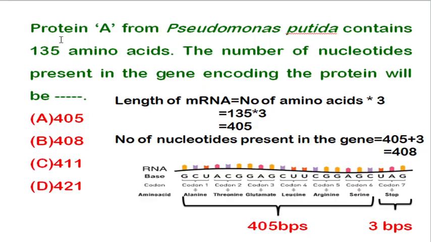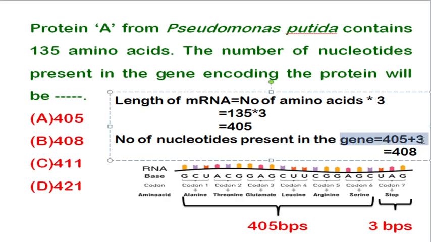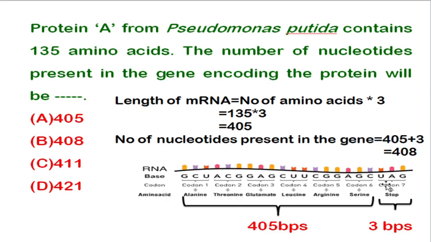The next different question: a protein from Pseudomonas putida contains 135 amino acids. Here they are asking us to find the number of nucleotides present in the gene encoding the protein. The formula to find the length of mRNA is the number of amino acids times 3. So 135 multiplied by 3 gives 405. But this 405 is not the final answer, because they are asking for the number of nucleotides in the gene. So the number of nucleotides present in the gene is 405 plus 3. What does this 3 mean? This 3 is the stop codon. The stop codon is made up of 3 bases.